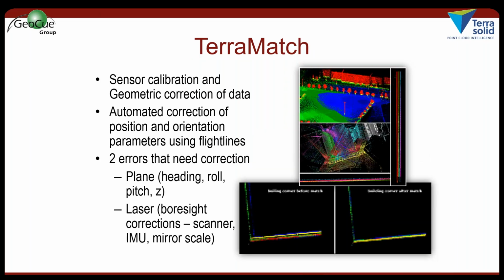TerraMatch is the matching tool. It has all the algorithms for taking two different data sets and matching them together, or for doing relative corrections within a data set, or absolute corrections to make sure your data set fits your ground control correctly. This tool applies across the airborne platforms, whether that's traditional aerial or UAV, and it also applies to mobile platforms as well. So there are matching algorithms for both in there.